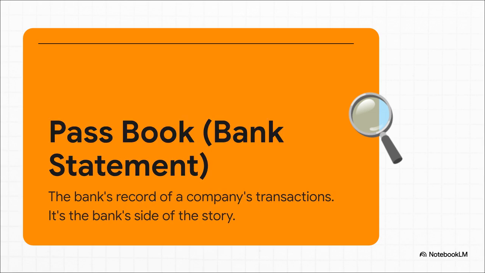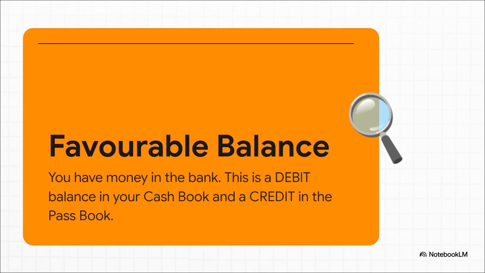Now, the passbook, which you probably know as a bank statement, is the bank's version of events. It's their official record of your account. So it's showing the same transactions, but from their point of view. This is the bank side of the story. A favorable balance is a good thing. It just means you have money in the bank.